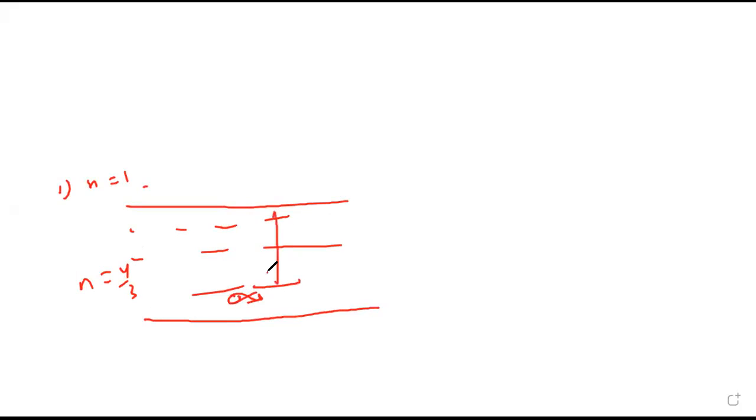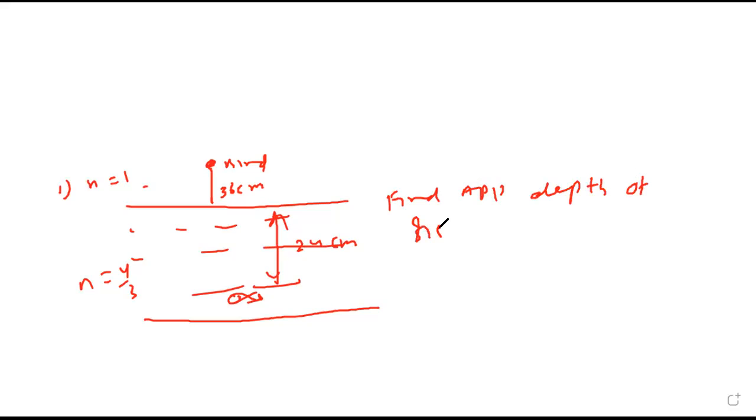at a distance of 24 centimeter from the surface, and a bird is observing the fish. This is the bird at a distance of 36 centimeter in air. Find the apparent depth of the fish as seen by the bird.